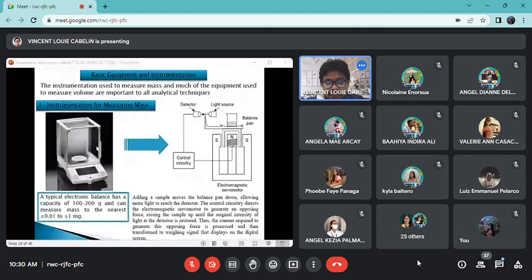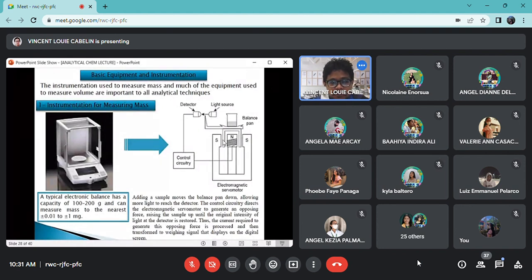So adding a sample in an analytical balance, the pan goes down. So when you put the sample in the analytical balance, the balance will pan down, allowing more light to reach the detector. So ito yung mechanism kung paano ginagamit yung analytical balance. Okay? So for example, dito, you have a light source. Underneath all of this mechanism, you have a light source that emits light into a detector.